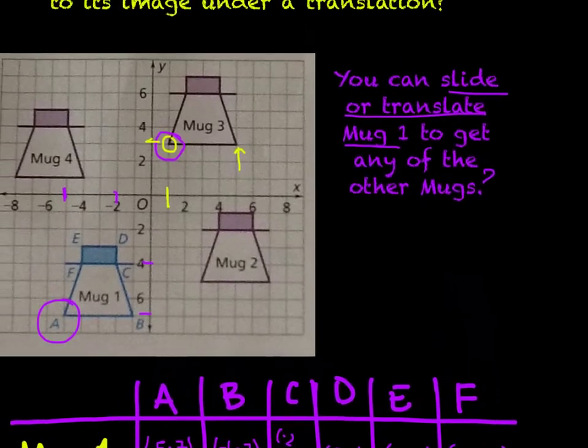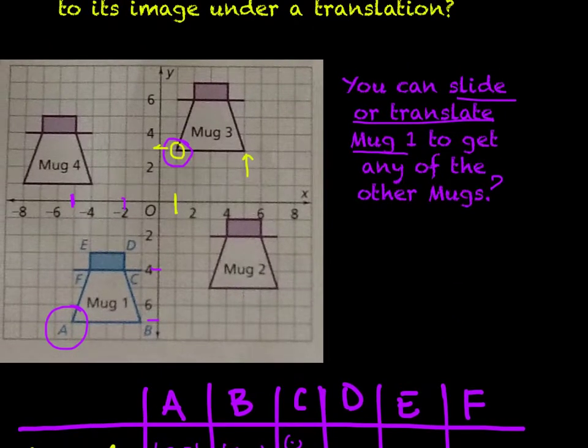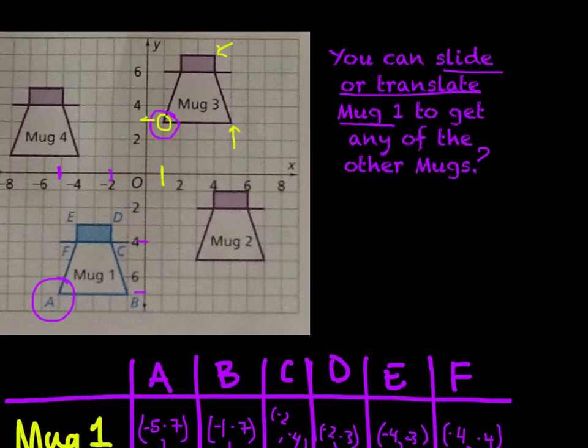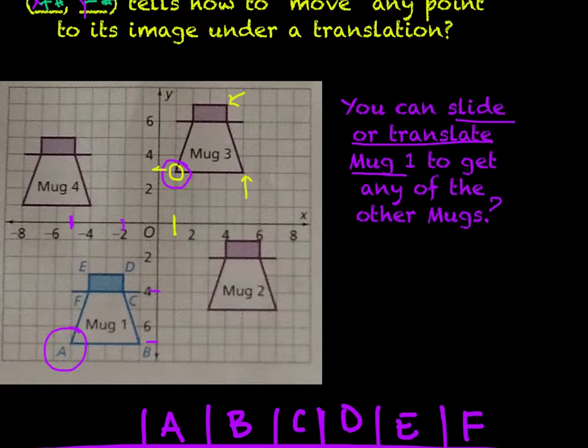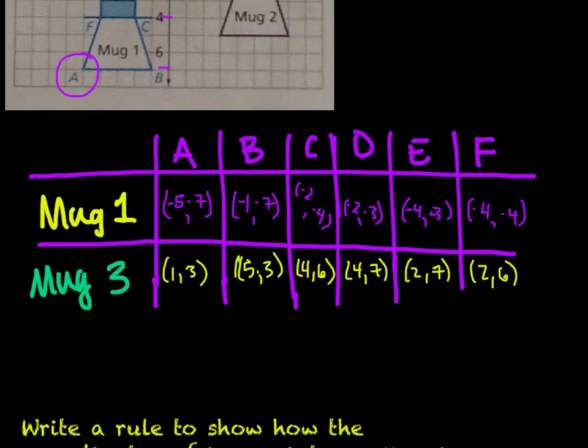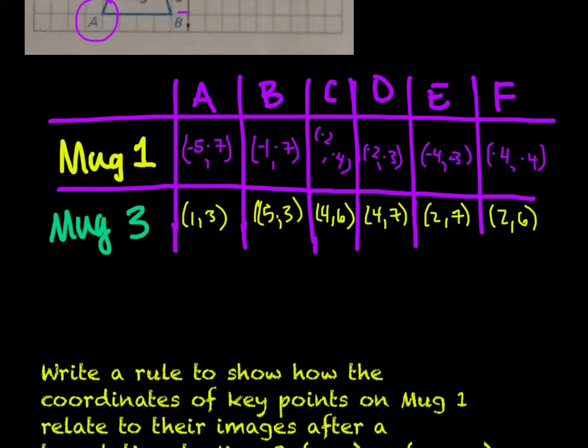Let's move it up again. And we have coordinate D, this corner. We're at (4, 7). E and F, let's see if we can do those in one fell swoop. E is right here on this corner, that is (2, 7), and F is going to be (2, 6). So (2, 7) for E, and (2, 6) for F. So those are our points for our mugs.